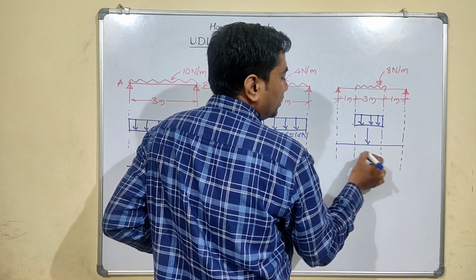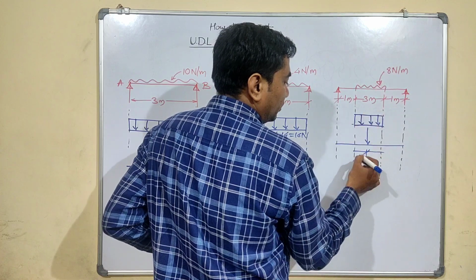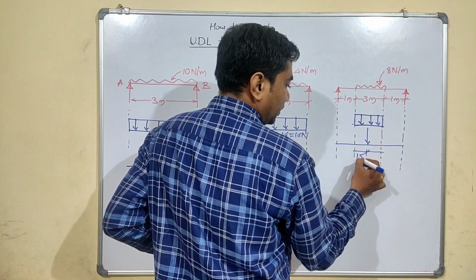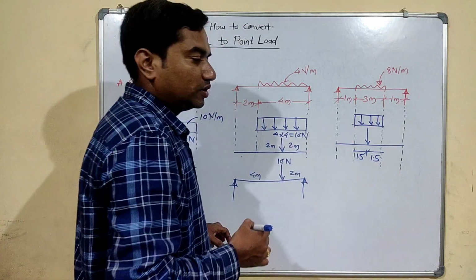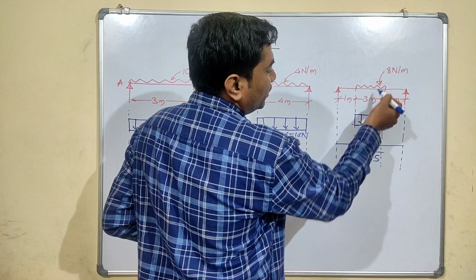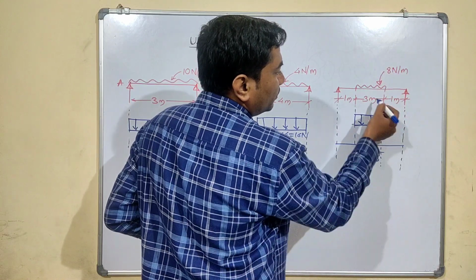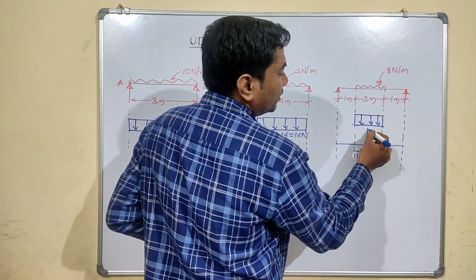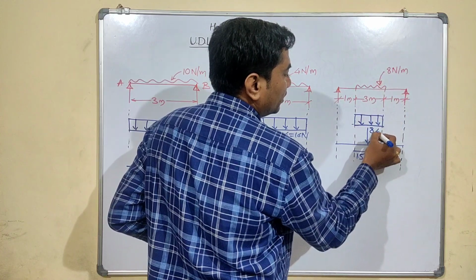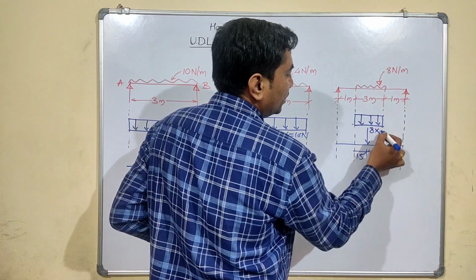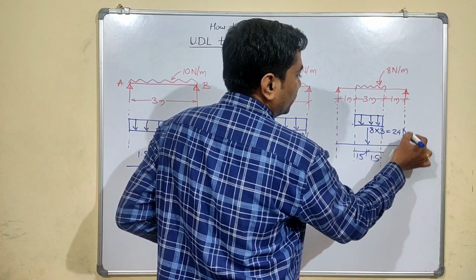So what will be the distance? So distance will be 3 by 2, that is 1.5 meter and 1.5 meter on both sides, if we convert the UDL into point load. So intensity of UDL into length of UDL becomes the intensity of point load. So intensity of UDL is 8 into distance of UDL is 3. So that is equal to 24 Newton.